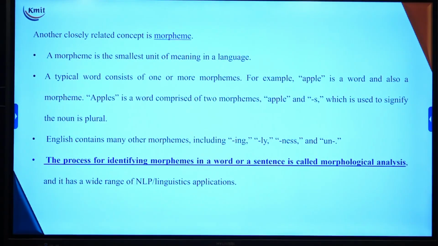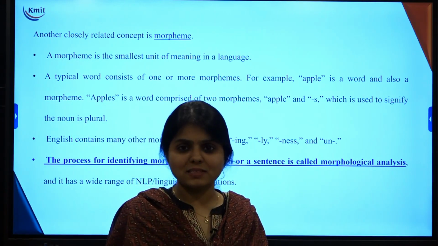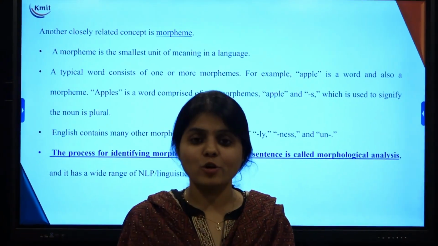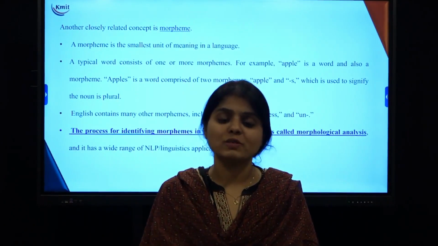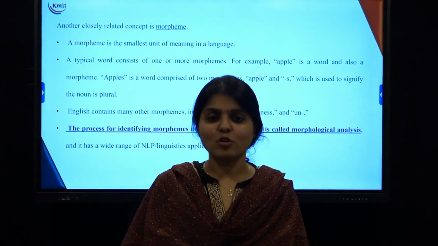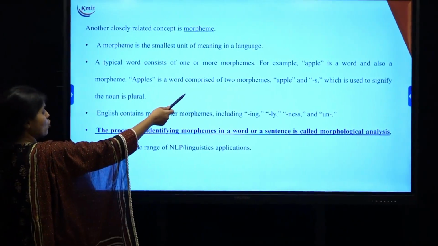Next, another term that we often use is morphemes. A morpheme is the smallest unit of meaning in a language. So here also it is similar to a word, but typically a word contains one or more morphemes. For example, when we talk about apples, we consider this as one word. But when I talk about morphemes, I say apples has two morphemes, apple and s. So a typical word consists of one or more morphemes.